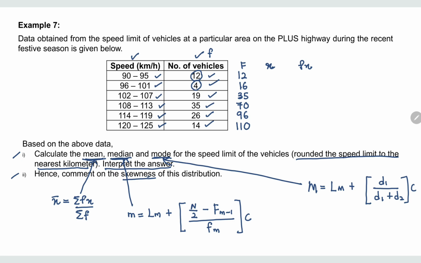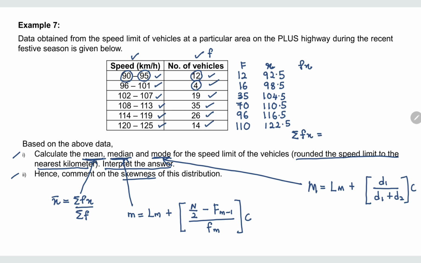For the midpoint, we can find the midpoint of the first class by taking (90 + 95) divided by 2, which is 92.5. We can repeat the process. For the second class, the midpoint is 98.5. The third class, 104.5. Next, 110.5, 116.5, and for the last class, 122.5.